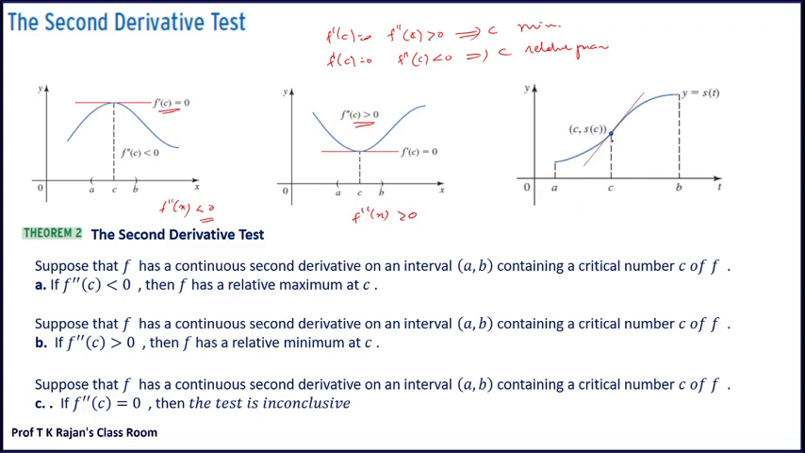See here, this is a point where f''(c) = 0. Actually, this is a point of inflection. The curve changes its concavity, that is from concave upward to concave downward. So this point is not a local maximum or local minimum, but it is a point of inflection.